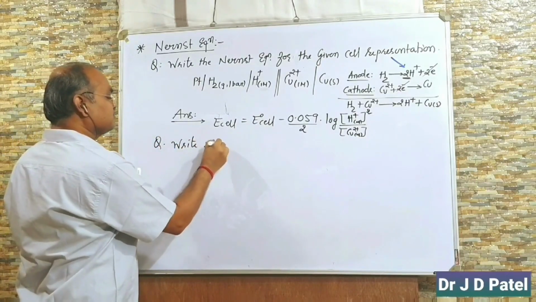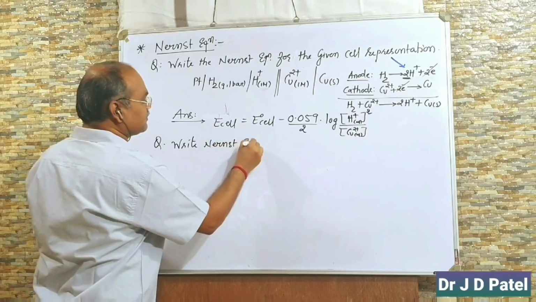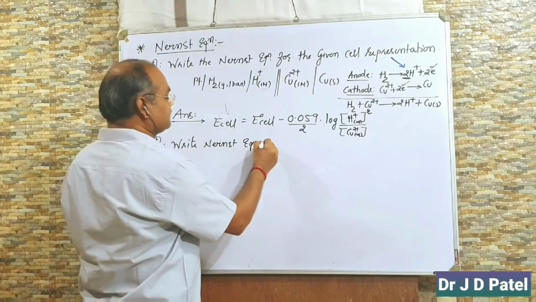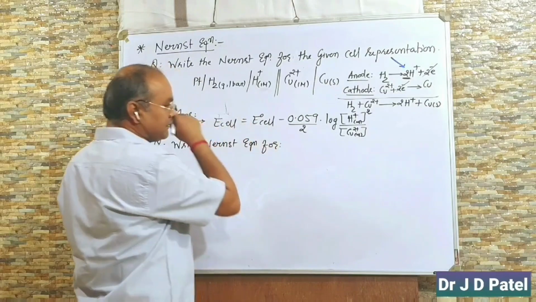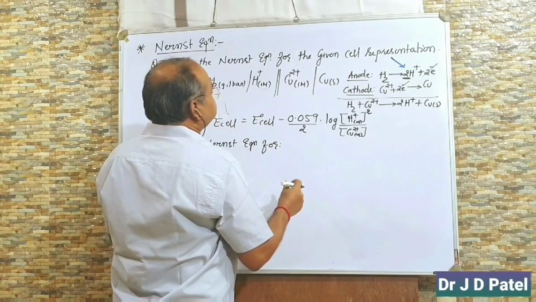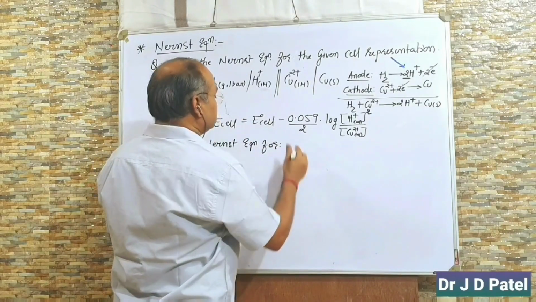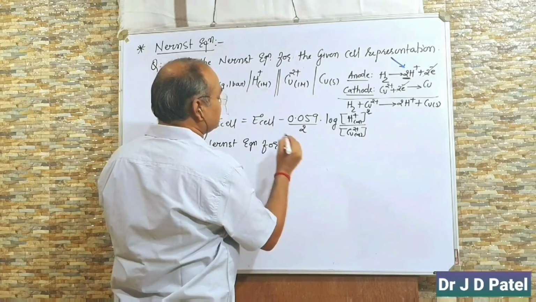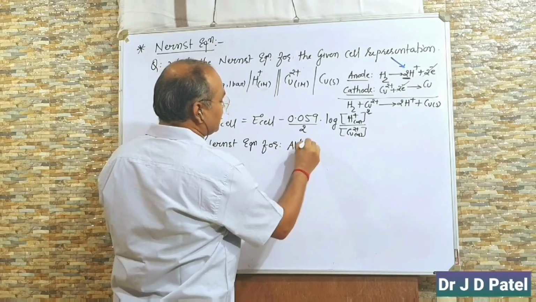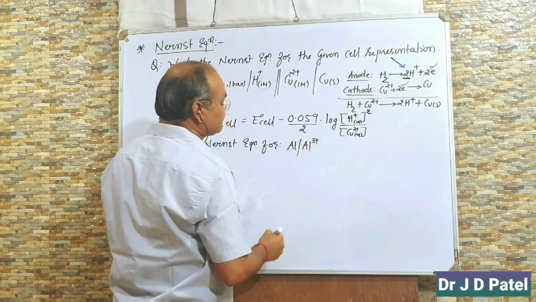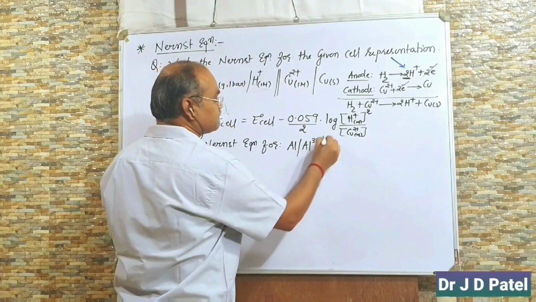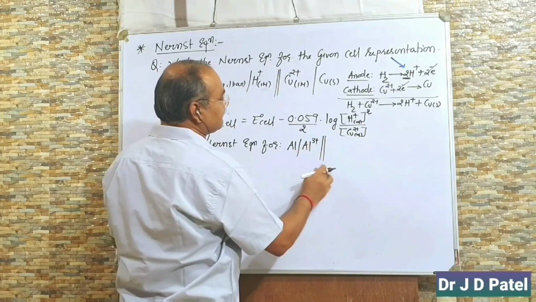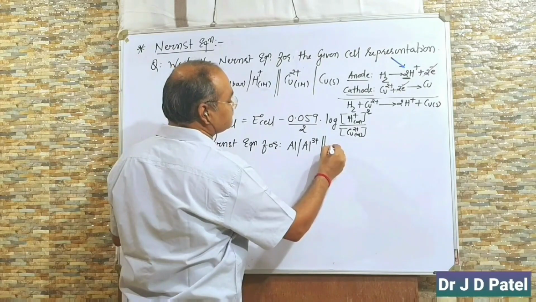One more question. Write the Nernst equation for Al oblique Al plus 3, double slash Zn2 plus oblique Zn.